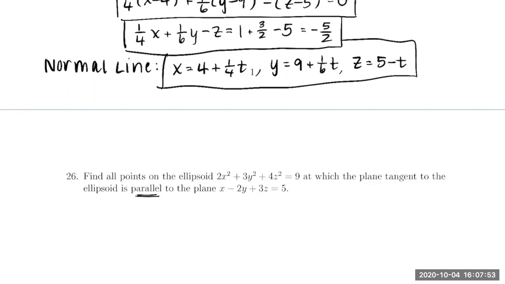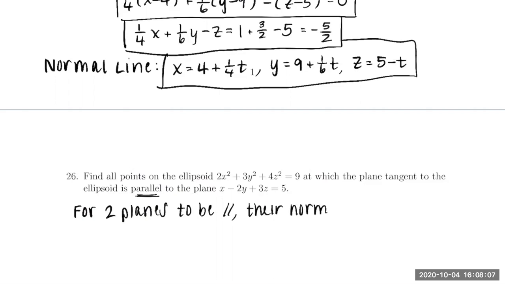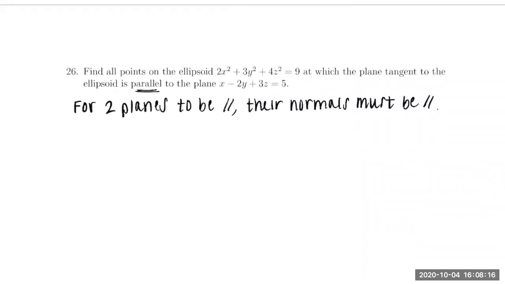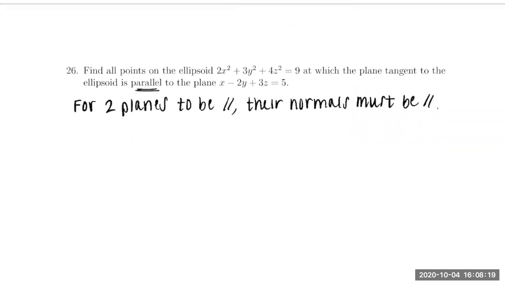So what do we know about two parallel planes? For two planes to be parallel, their normals must also be parallel. All right, so let's zero in on the normals that we care about. One is the normal for the tangent plane. For those normals of the tangent plane, we're just going to compute the gradient.